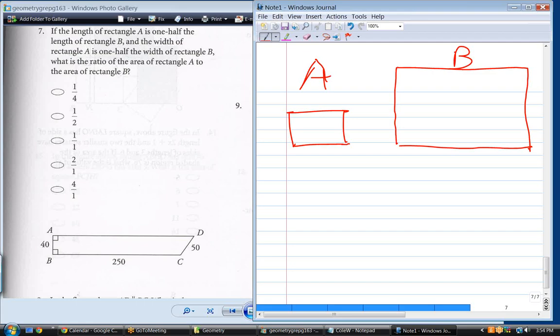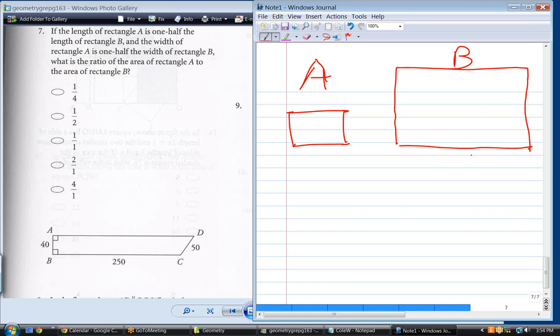Double? No, so, 2 to 1? No, it's not double. Visually, what does it look like? I tried to draw these to scale. How many of rectangle A's will fit inside rectangle B? What's it look like? 4.